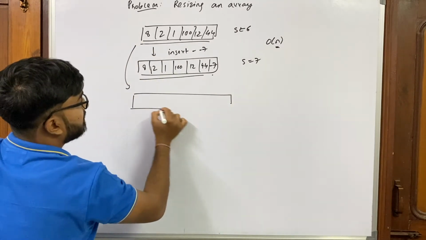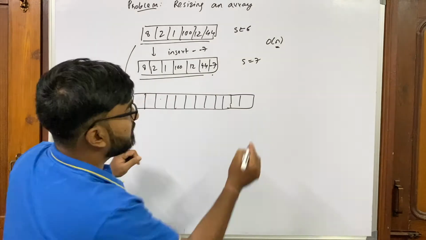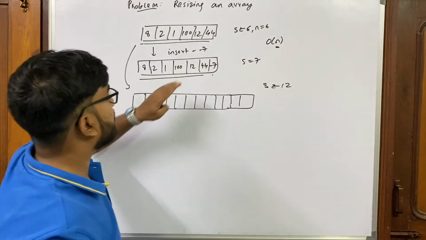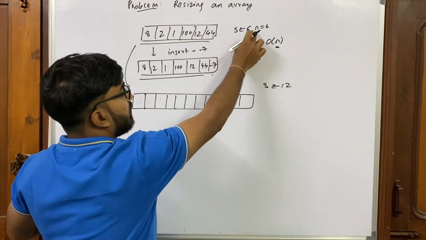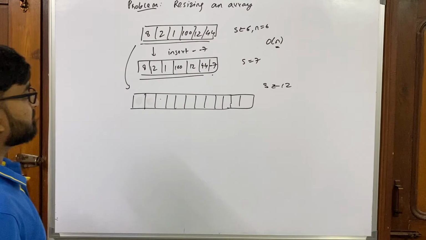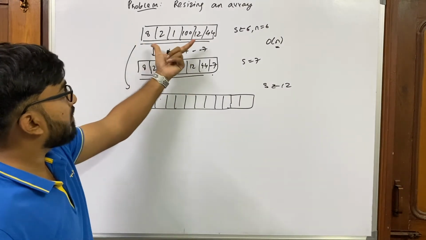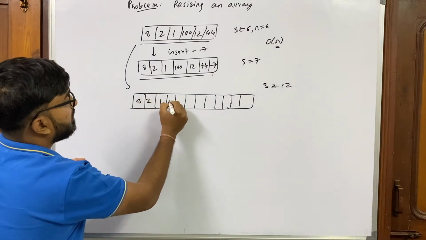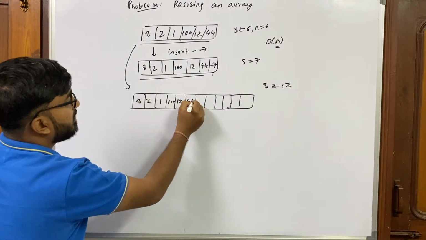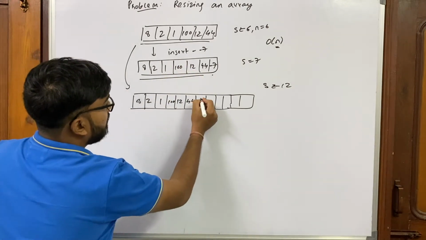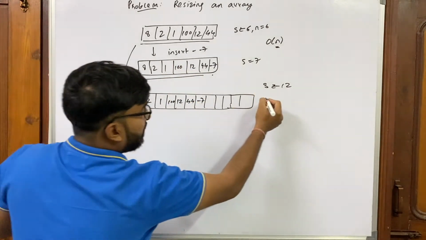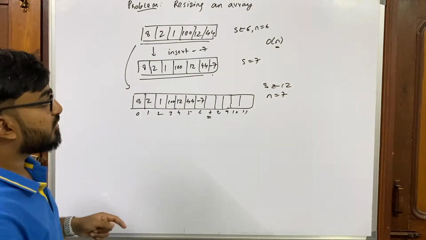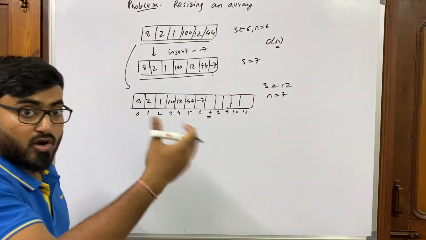So it has 6 into 2, 12 locations now. So size is 12 now. The number of elements was 6, and that was the condition when the array was full, since s was equal to n, all the locations were being used. You want to insert -7, so you copy all the elements from the previous array first: 8, 2, 1, 100, 12 and 44. You insert this new value as well. So your size is 12, but your n is 7. So you have 5 more extra locations till which you do not need to resize.